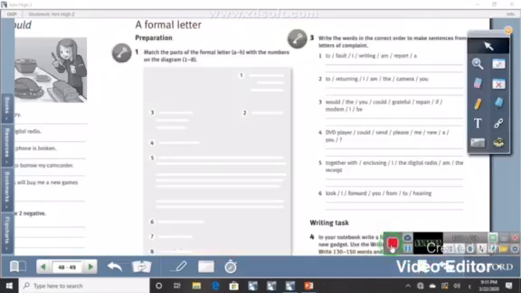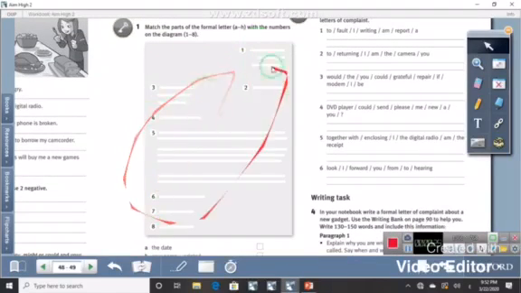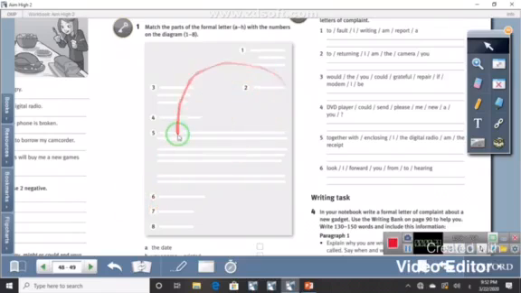Now, my dear students, please open your workbook, page 49, a formal letter, preparation, exercise 1. Match the parts of the formal letter from A to H with the numbers on the diagram from 1 to 8. Okay, teacher. We have here the 8 steps that we have studied before. So let's solve them now. What is the first part? Great. So, your address.